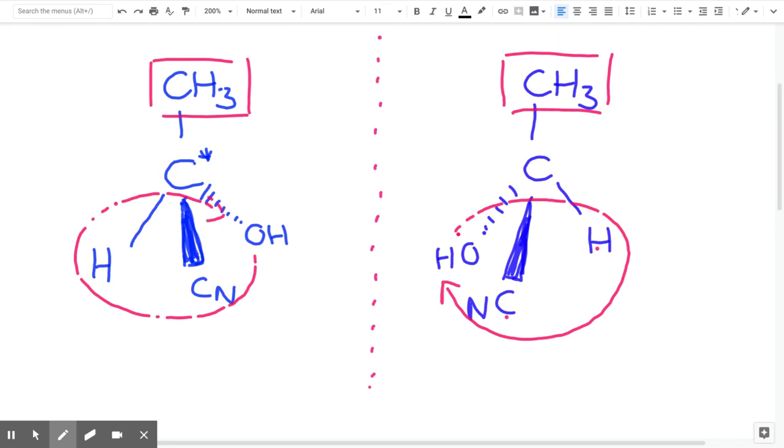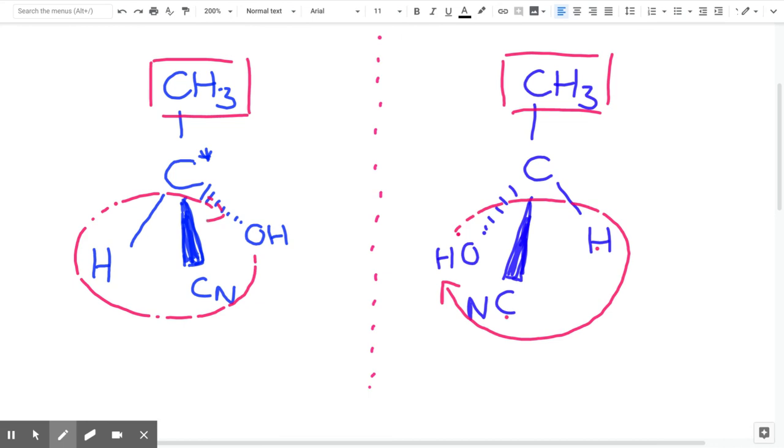They're now optical isomers, and they will interact differently with plane polarized light, which is one way of differentiating them. One of them will rotate that light in a clockwise direction. The other one will rotate it in an anti-clockwise direction, by equal and opposite amounts.